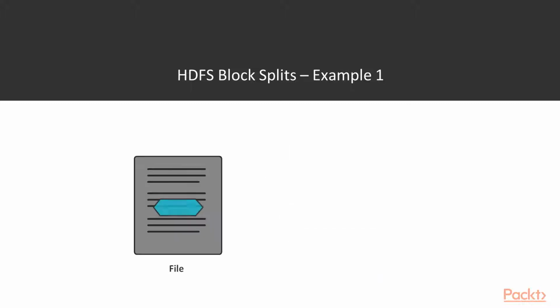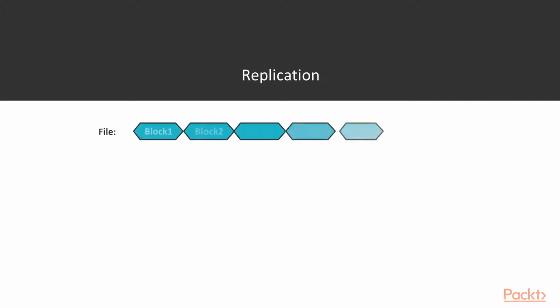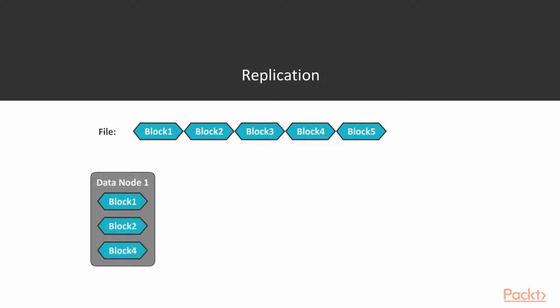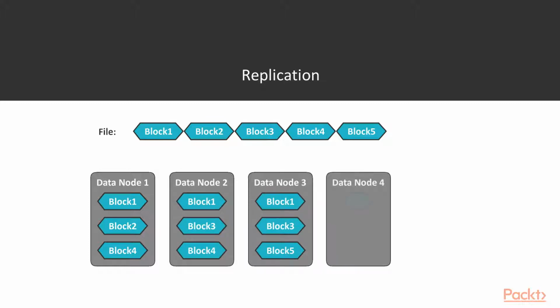Let's say my file is 300 MB. In that case, 300 MB means the first block is 128 MB, the second block is 128 MB, and the third block has only 44 MB left. So this is how your blocks will be. Let's say I have block 1, block 2, block 3, block 4, block 5. So this is a file which is split into multiple blocks.